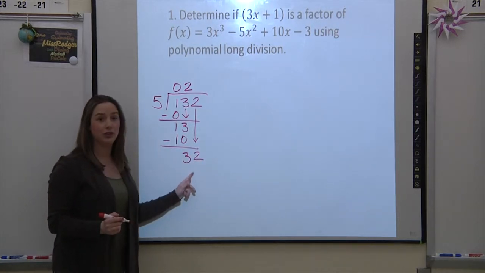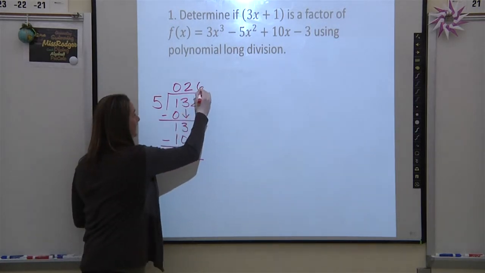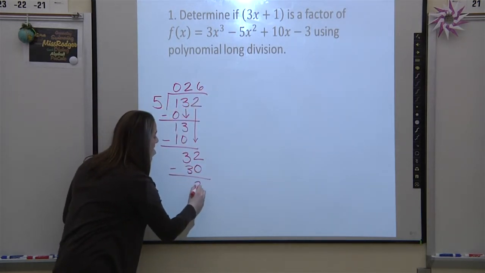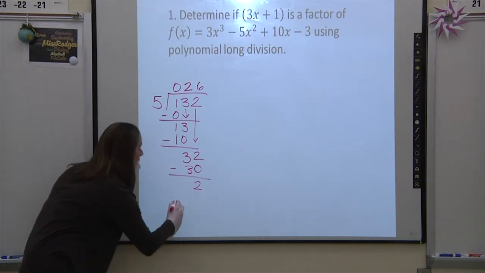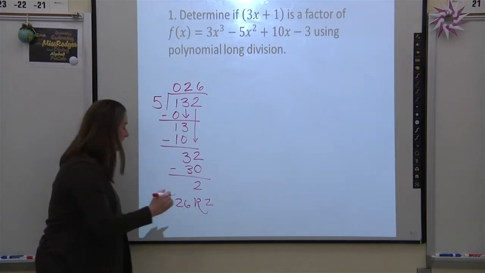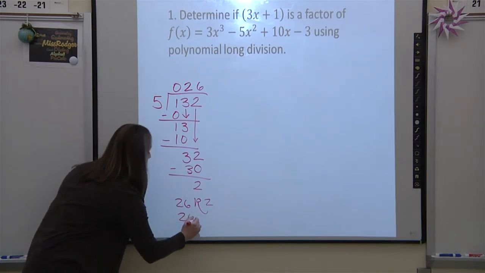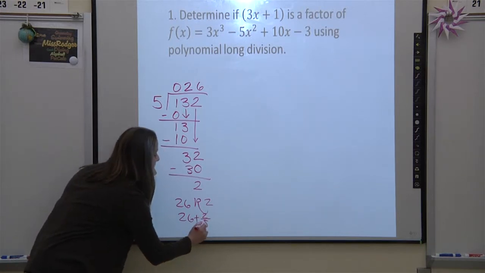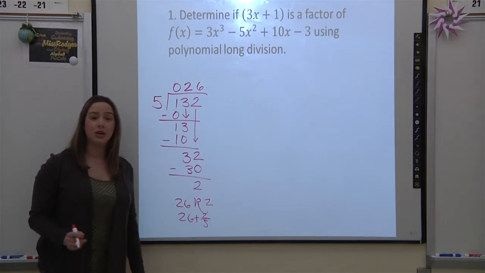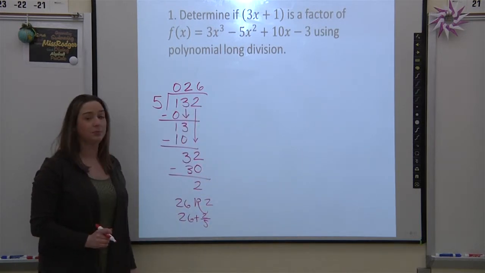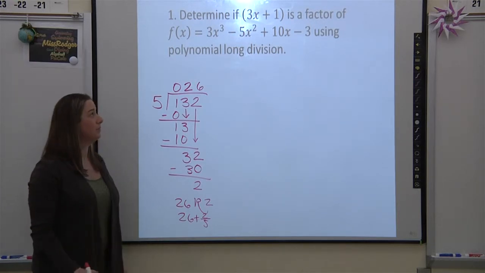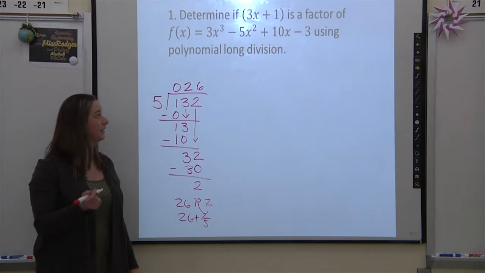5 goes into 32. How many times without going over? 6. 6 times 5 is 30. 32 minus 30 is going to give me 2. So my answer would be 26, remainder 2. And again, I can think about this also as 26 plus 2 over 5. So this process and this idea is what I'm going to use when I'm taking 3x plus 1 and determining if it's a factor. I'm going to do that by using polynomial long division, and we're going to see why that is in a second.